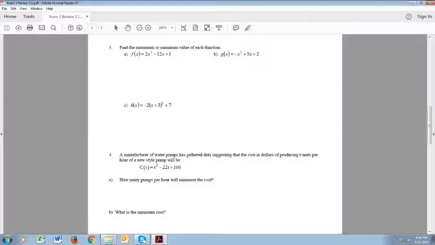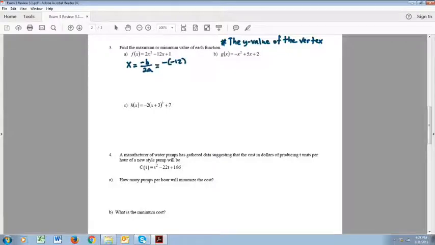For these problems, it says find the maximum or minimum value of each function. And these are all quadratic functions, so their graphs are parabolas. And we know the maximum or the minimum is just going to be the y value of the vertex. So with these kinds of problems, you have to find the vertex, so you're going to need the vertex formula. I'm going to go ahead and do A and C.